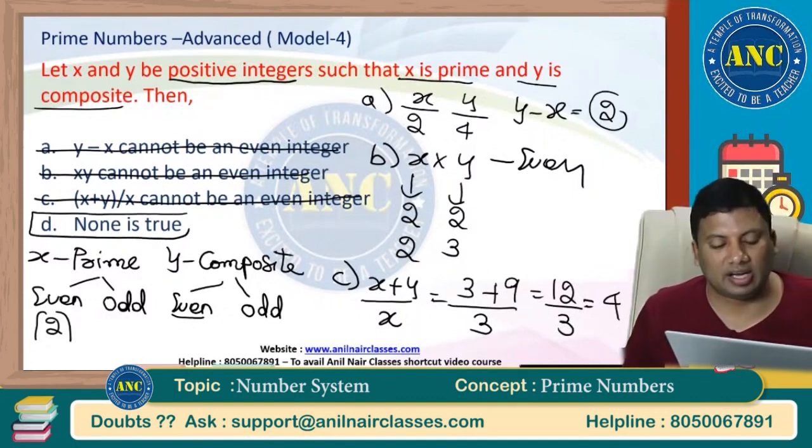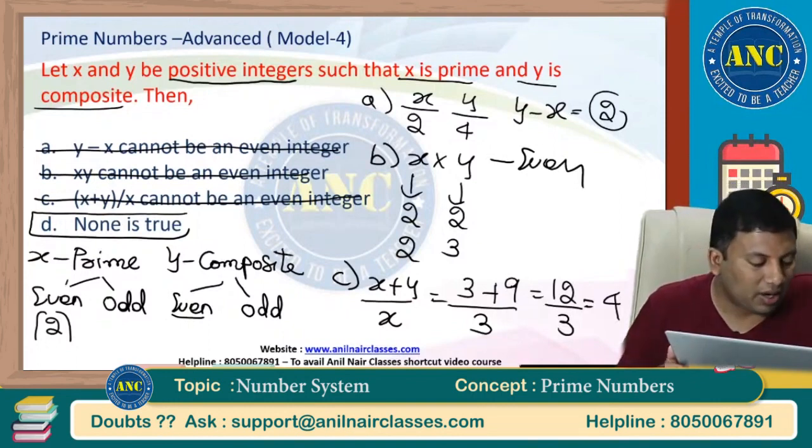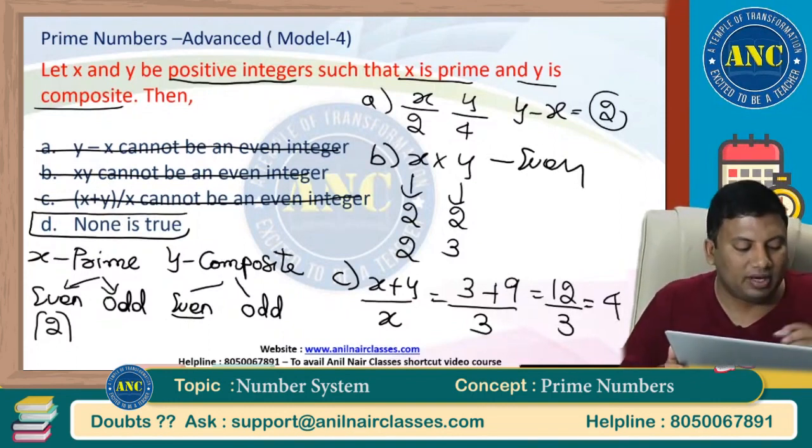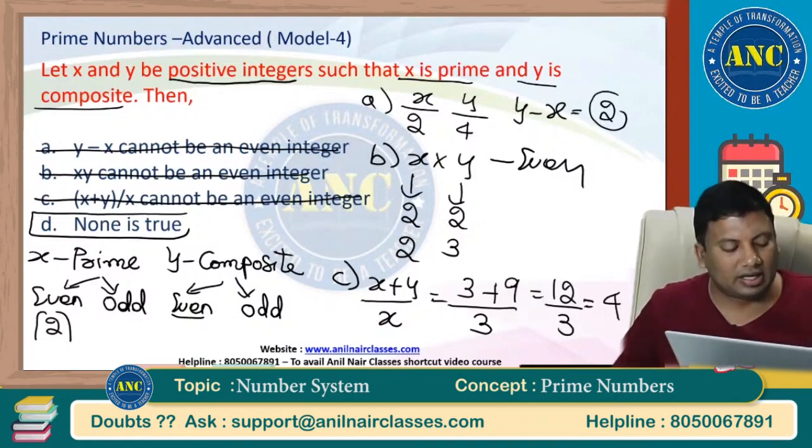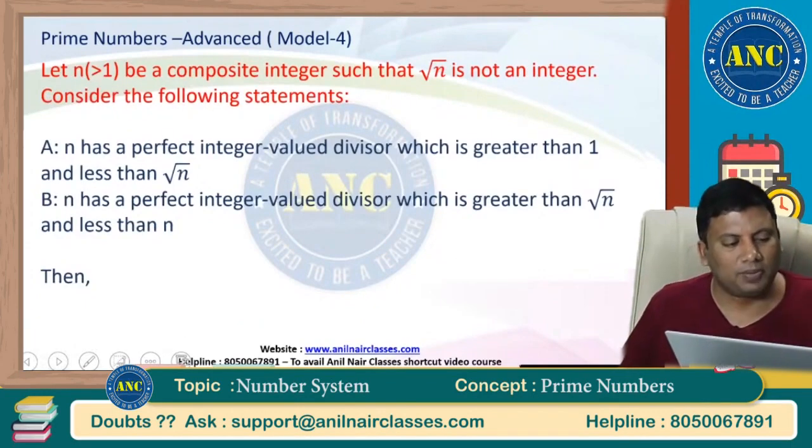A previous year CAT question, sir. So here prime number means x can be even, x can be odd. Composite means it can be an even number, it can be an odd number. Here the only value it can take is even. Very easy question, sir. There is not much complication.